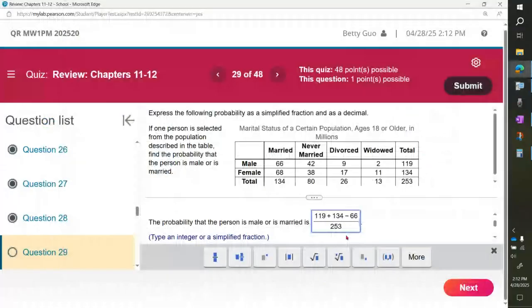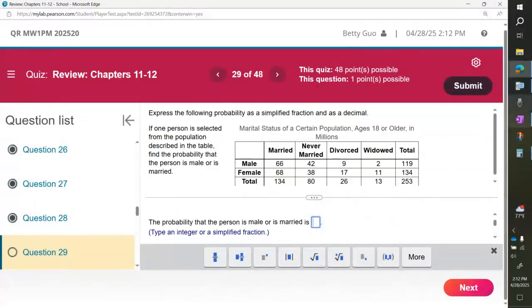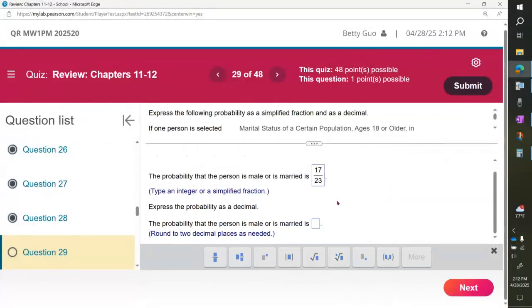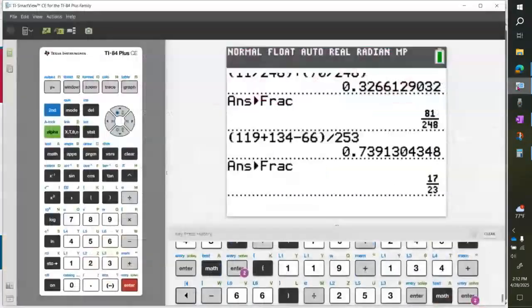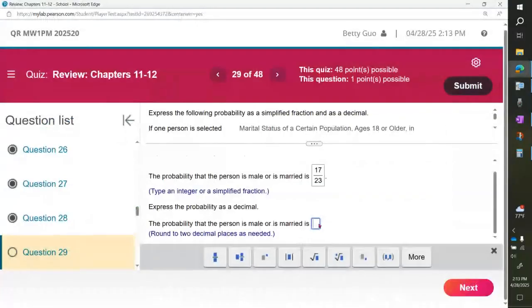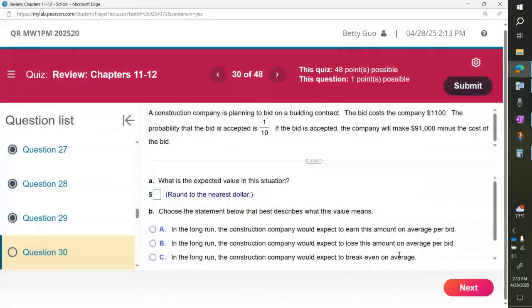17 over 23. Okay, this is supposed to be on your scratch paper again. 17 over 23. That's the fraction of the probability. And the decimal rounded to 2 decimal places, 0.74. 9 is bigger than 5, so rounded up, 0.74. And that's it. Two problems very similar, but one is disjoint, the other is not disjoint.